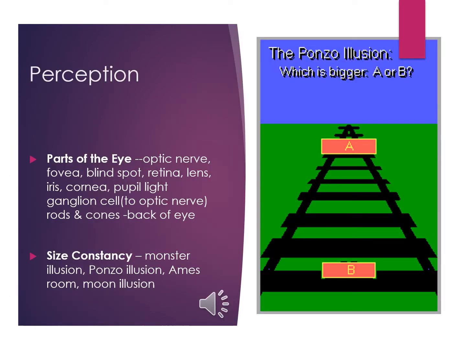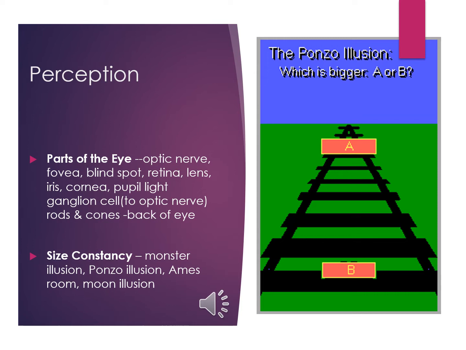So for the Ponzo illusion, which is going to be bigger? Is it A or is it B? And so perception deals with parts of the eye, the optic nerve. And so the fovea, the blind spot, the retina, the lens, the iris, the cornea, the pupil, the ganglion cell, rods, cones, back of the eye, all of that is part of our perception, right? So size constancy is another part of this Ponzo illusion, and then there's some other illusions listed here as well. So how does the Ponzo illusion work, right?